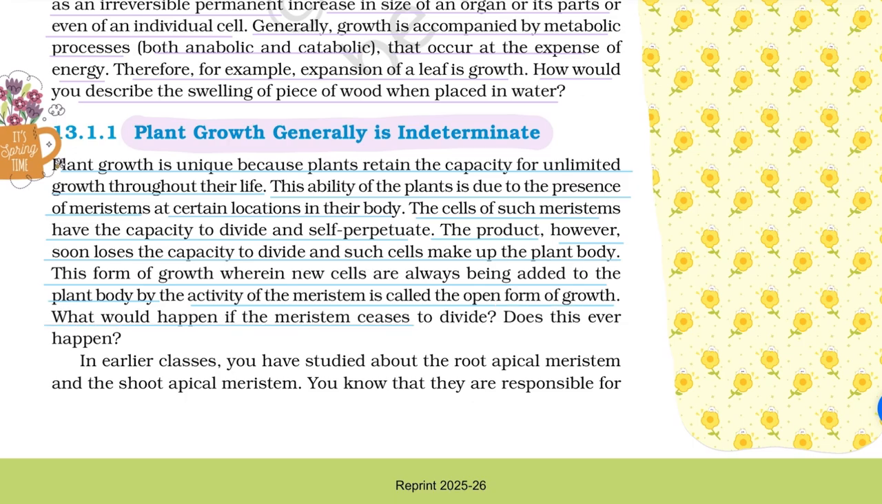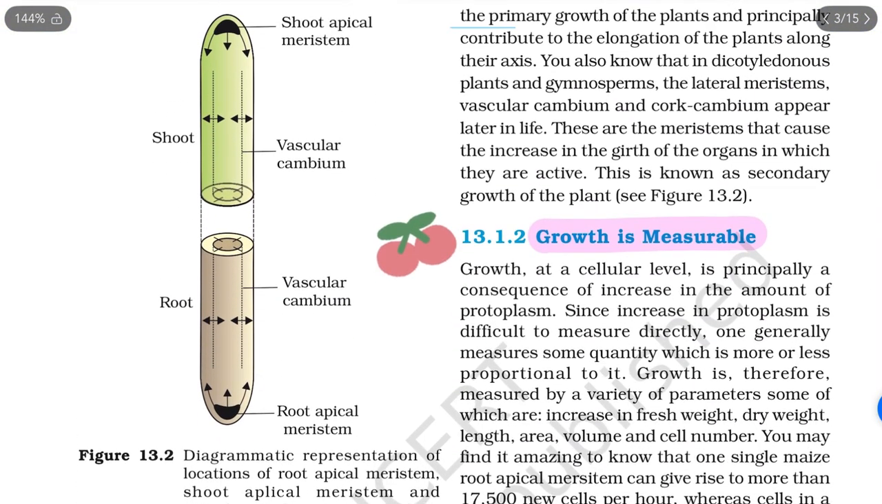What would happen if the meristem ceases to divide? Does this ever happen? In earlier classes, you have studied about the root apical meristem and shoot apical meristem. You know that they are responsible for the primary growth of the plants and principally contribute to the elongation of plants along their axis. You also know that in dicotyledons and gymnosperms, the lateral meristems, vascular cambium and cork cambium, appear later in life. These are meristems that cause an increase in the girth of organs in which they are active. This is known as secondary growth of plants.